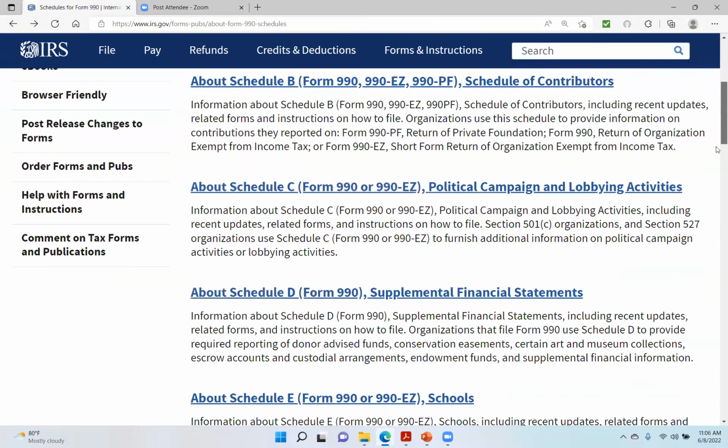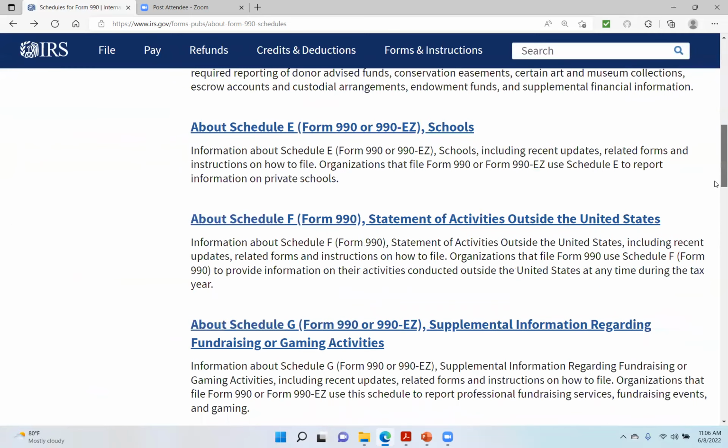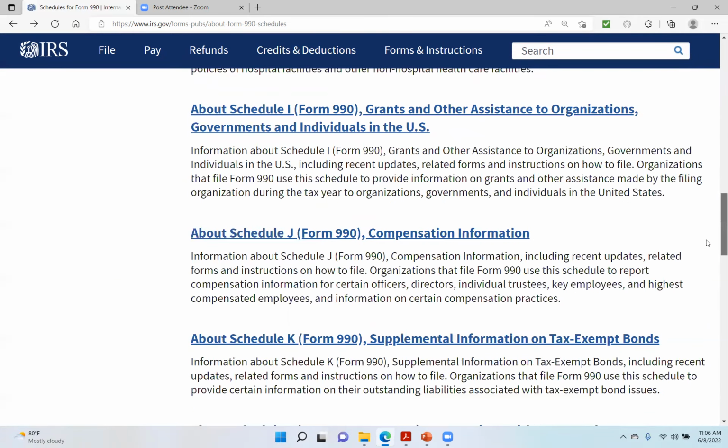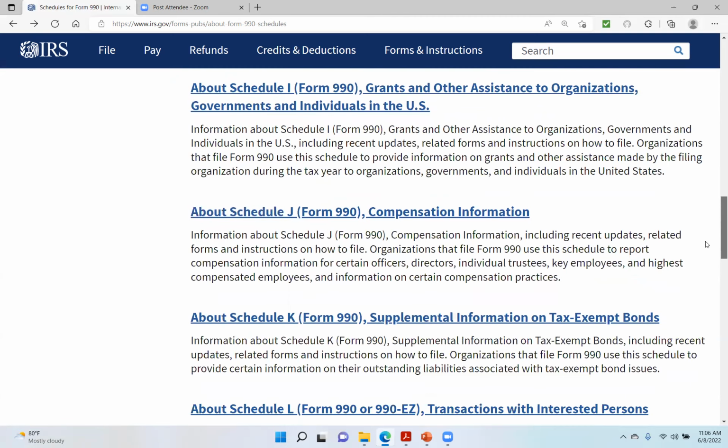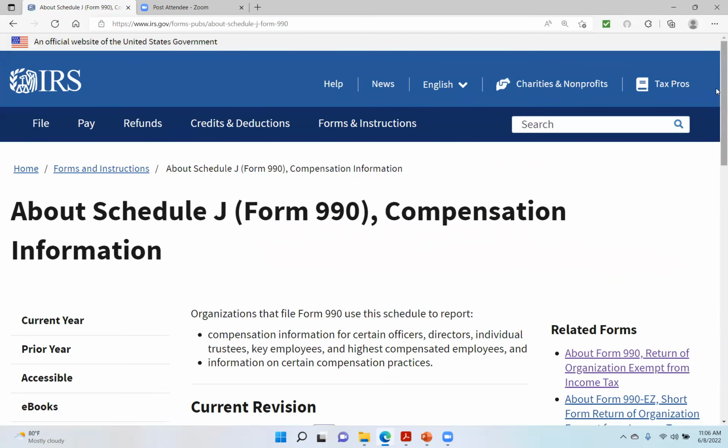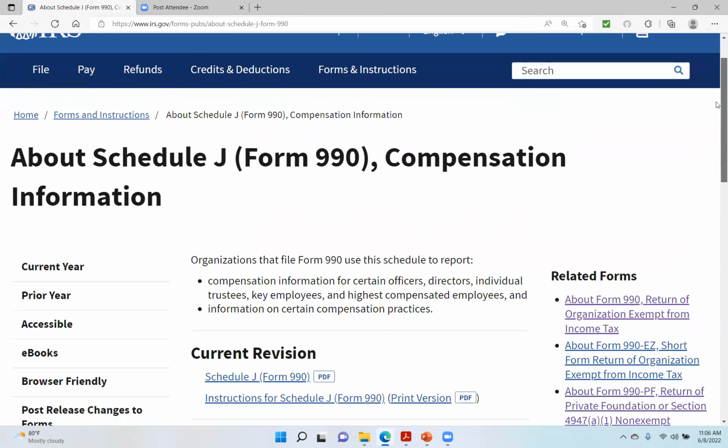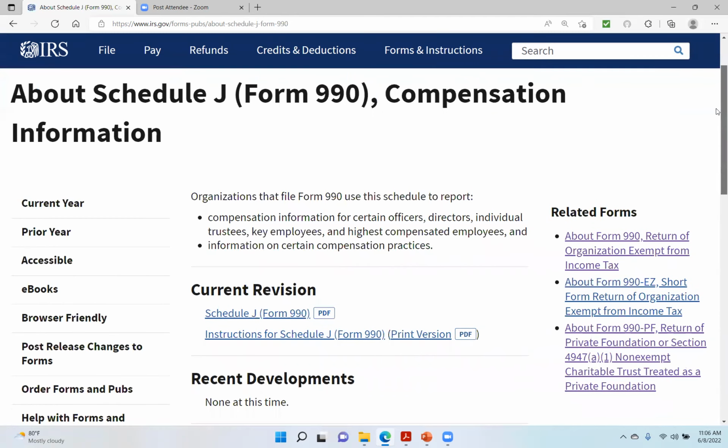Now, I'm going to go back briefly because my interest has been piqued about the Schedule J. Once you read the information about these schedules, you can click on them to learn more about how you complete them. So looking at the Schedule J, the one about compensation information, I clicked on the link and it took me here, and it said, organizations that file Form 990 use this schedule to report, again, compensation information for certain officers, directors, individual trustees, key employees, and highest compensated employees, and information on certain compensation practices.